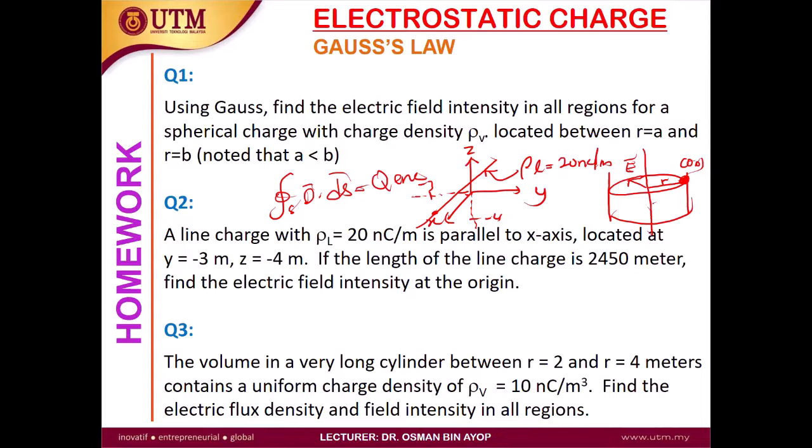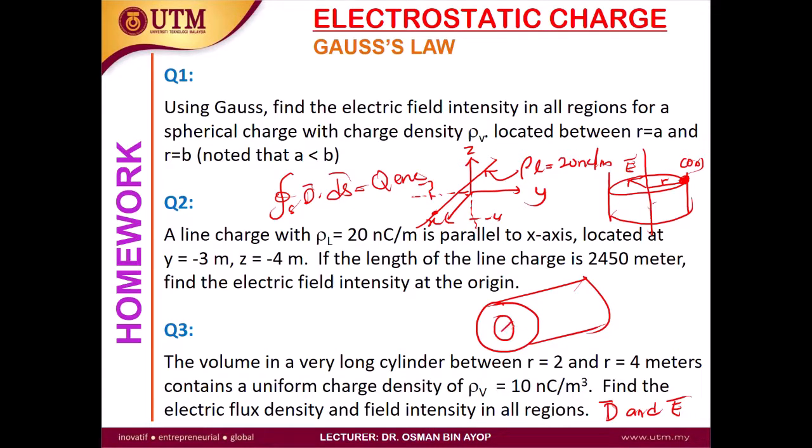For question 3, the volume in a very long cylinder between r equal to 2 and r equal to 4 meters contains a uniform charge density rho v equal to 10 nanocoulomb per meter cube. Find the electric flux density and field intensity in all regions. So the question asks you to find D and E. Electric flux density is D, field intensity is E. The question is almost similar to question 1. Question 1 is a spherical charge. Question 3 is a cylinder. So if I can draw the case, this is our cylinder.